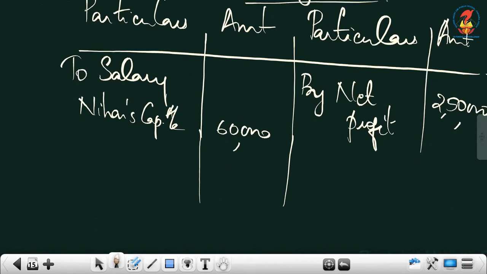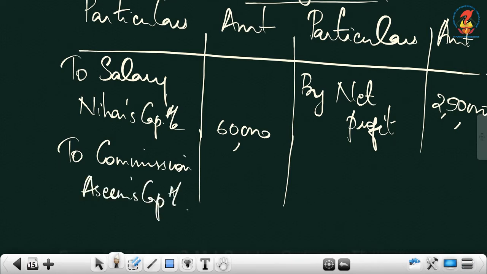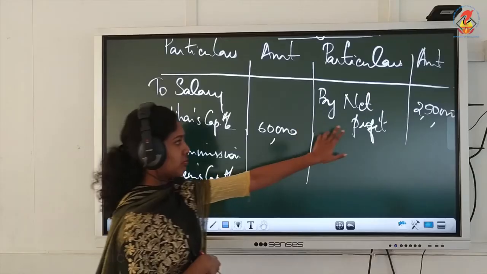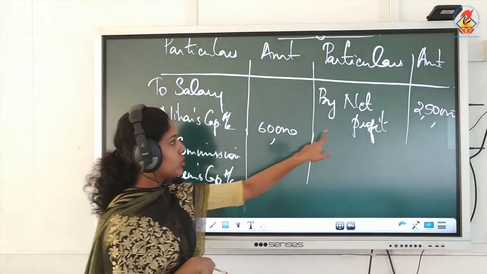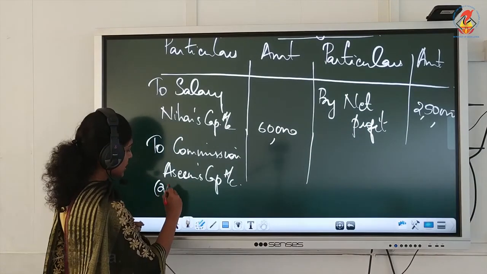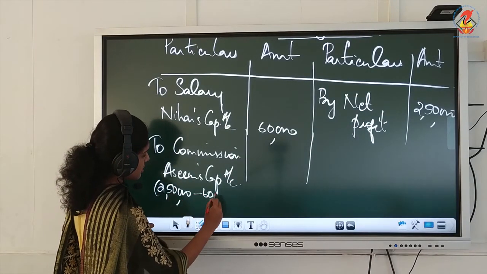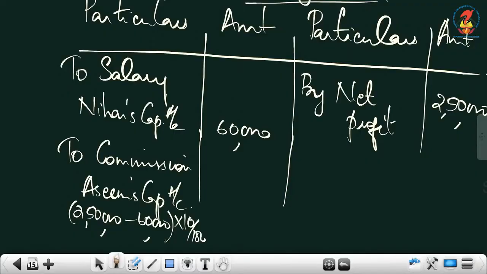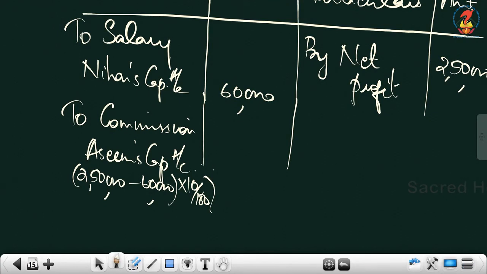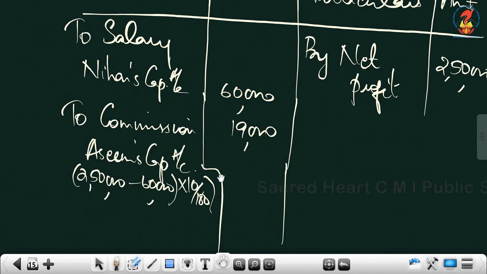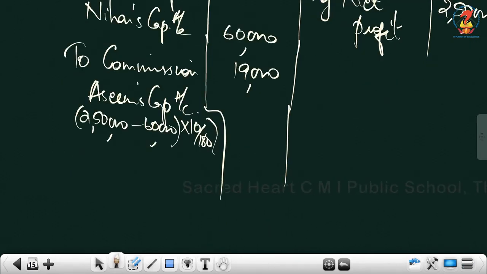Then you have to pay commission, which is to be given to Asim. So you write here Asim's capital account, and the calculation is commission at the rate of 10% of net profit after paying salary. How will you compute the figure? From 2,50,000 deduct this 60,000, and on that compute 10%. So that will be 1,90,000 into 10%, which is 19,000.